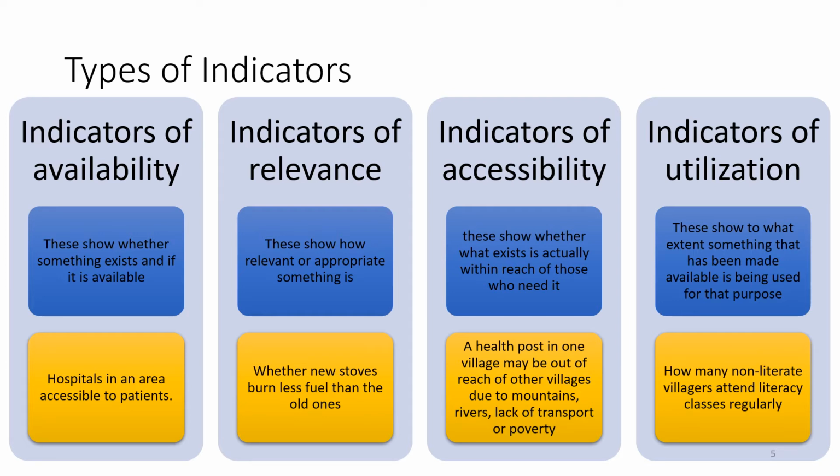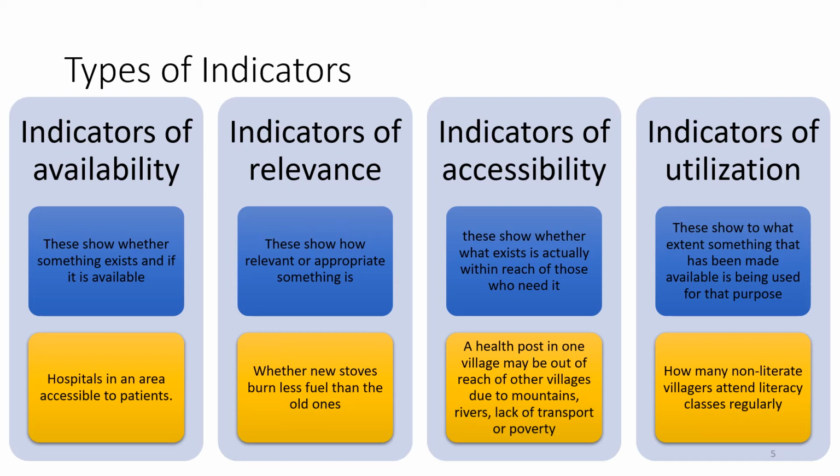Okay, so let's look at the types of indicators. The first one that we're going to look at is an indicator of availability. This shows whether something exists and if it's available to whoever is going to use it. For example, we might measure the availability of hospitals in an area and how accessible they are to specific patients. The availability of schools would be another indicator of availability.